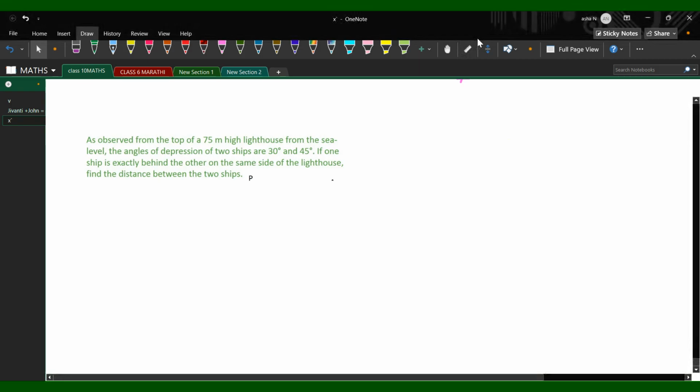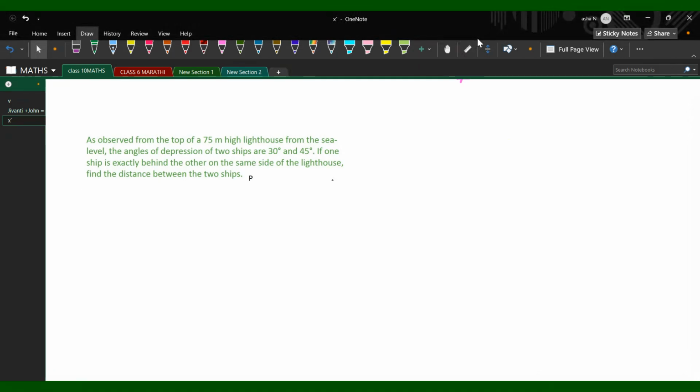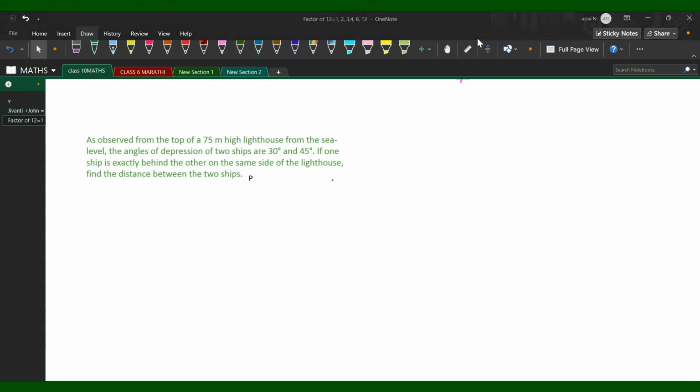As observed from the top of 70-meter high lighthouse from the sea level, the angle of depression of two ships are 30-degree and 45-degree. If one ship is exactly behind the other on the same side of the lighthouse, find the distance between the two ships.